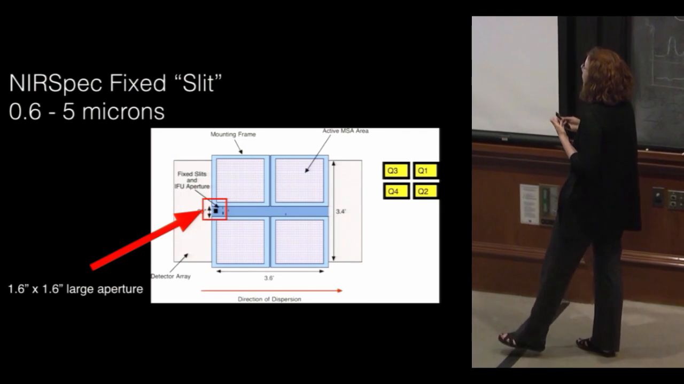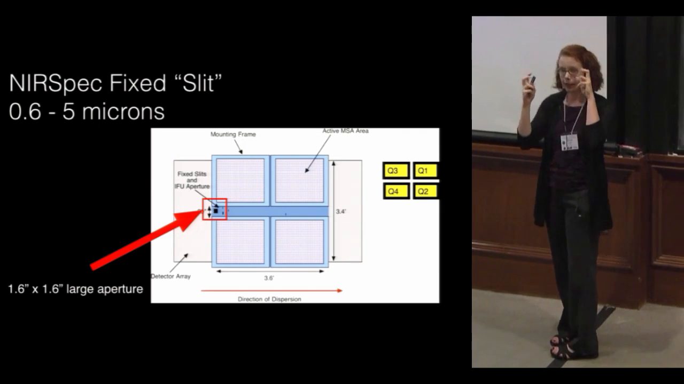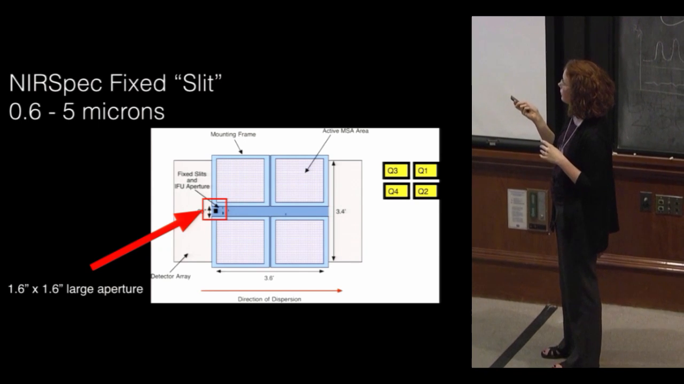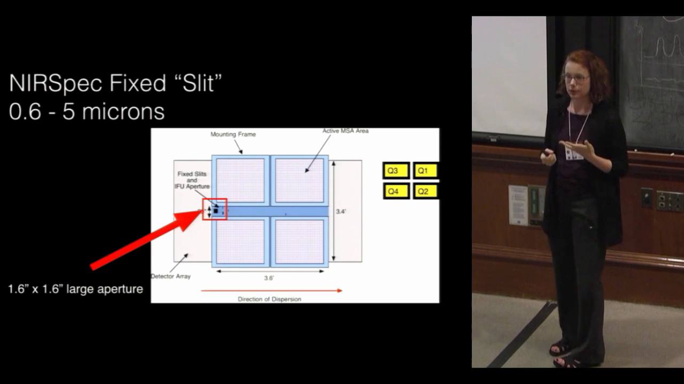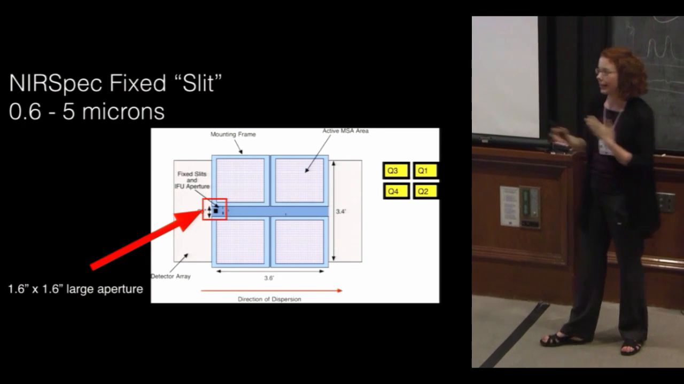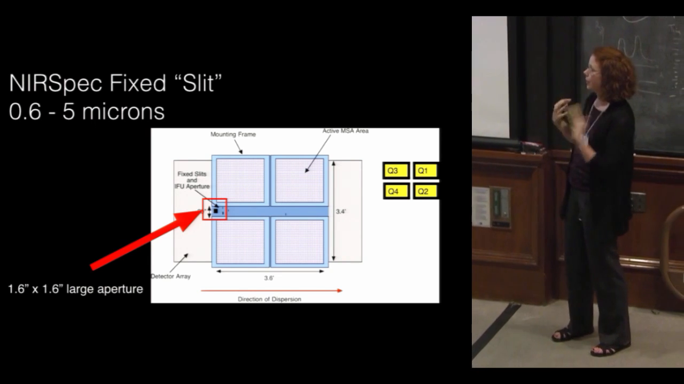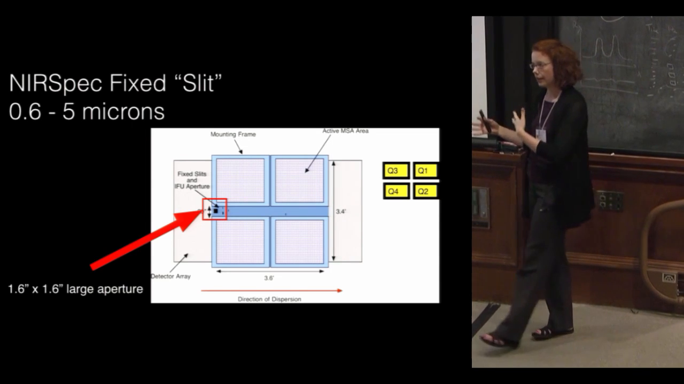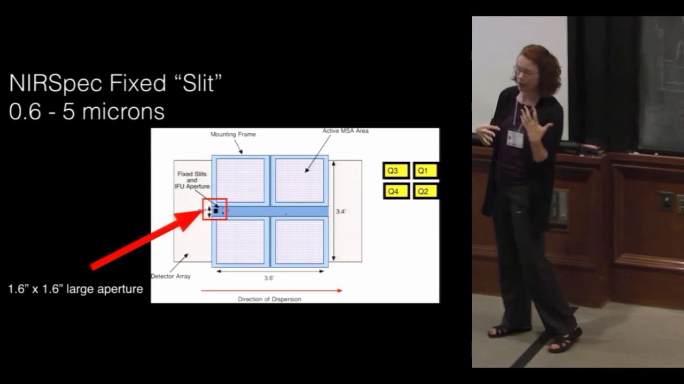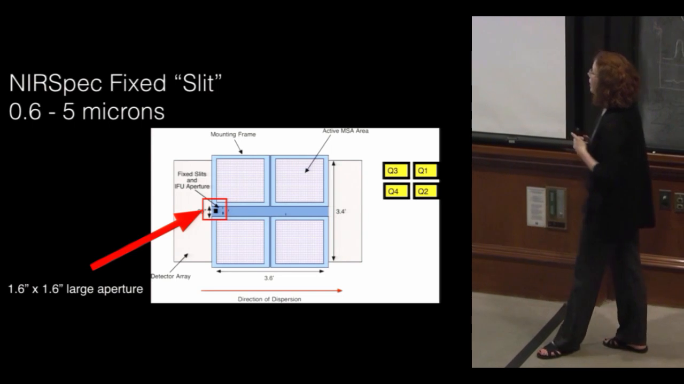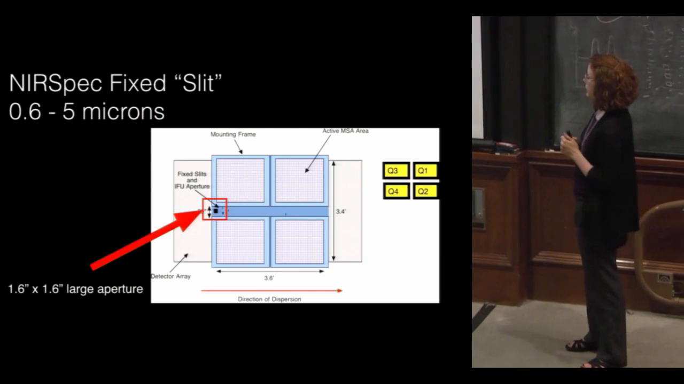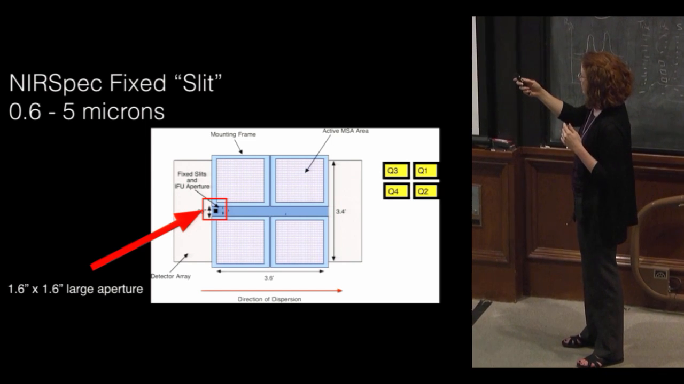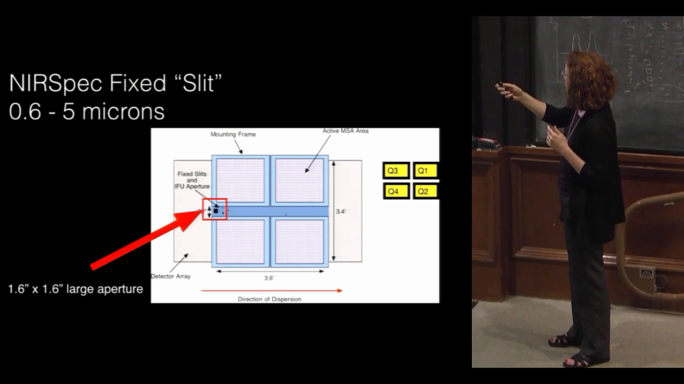So NIRSpec has a fixed, we'll call it a slit. They actually designed this nice large aperture box right here for these sorts of studies. So again, I think it's important for people to keep in mind that transiting exoplanets were in the back of people's minds when a lot of this development was happening, and that, of course, was not the case for Spitzer and Hubble and other missions. So you have this nice, nearly slitless opportunity here.